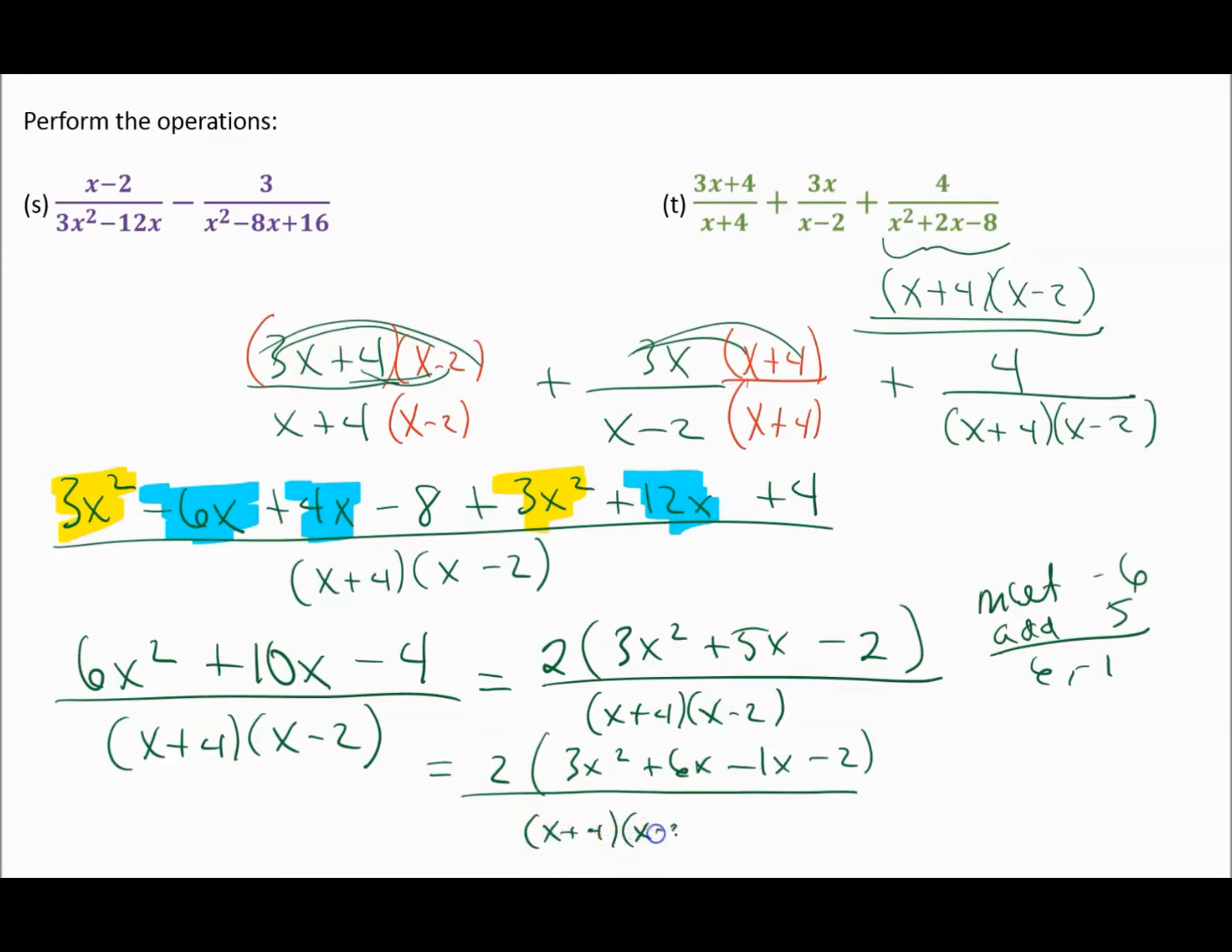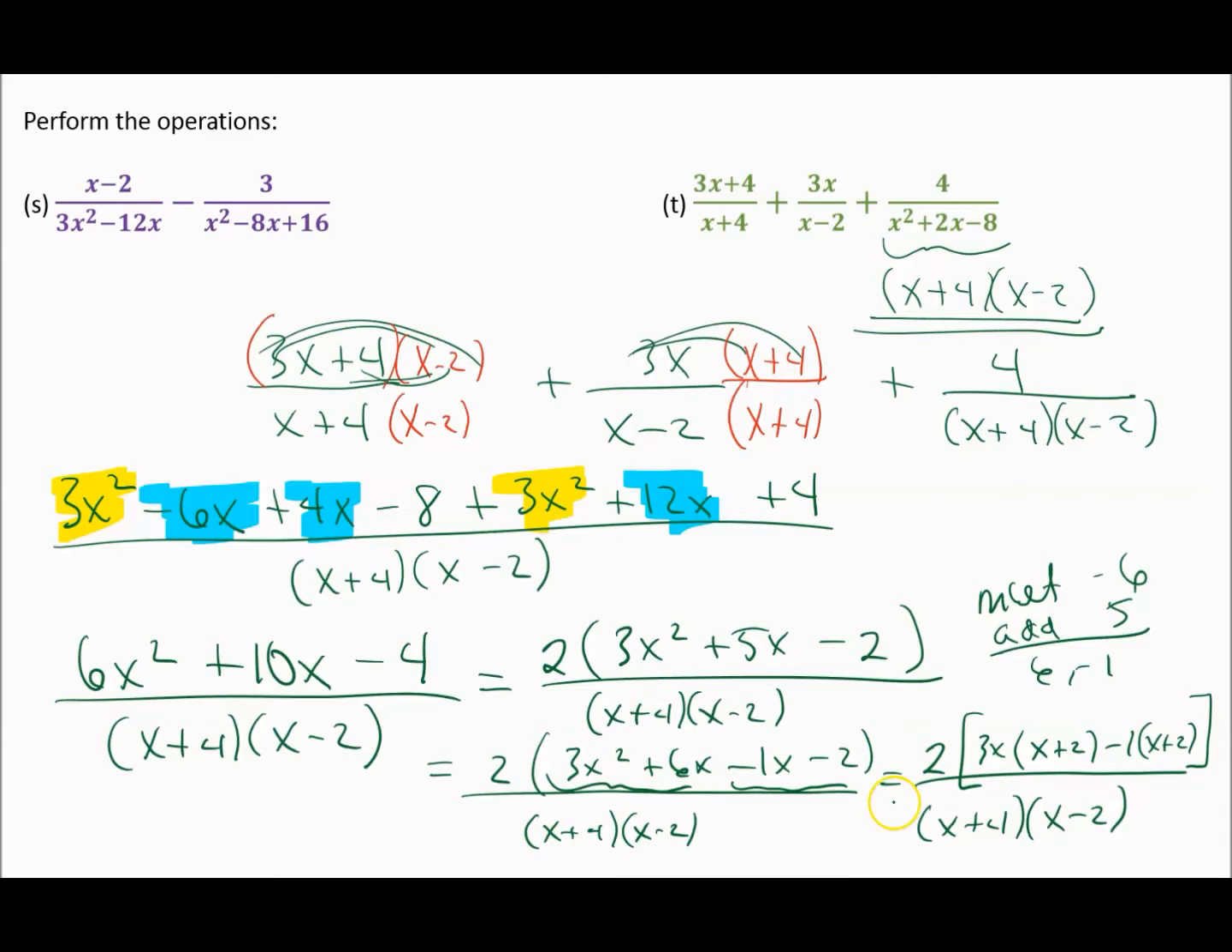I have to run out of space again. Now we need to do factor by grouping here. So I have the 2 still out front. There is a 3x in common here, and that's going to leave x plus 2. I can factor out a minus 1 here. That leaves x plus 2 over my common denominator of x plus 4 times x minus 2. So all this work and we don't even have any common factors.